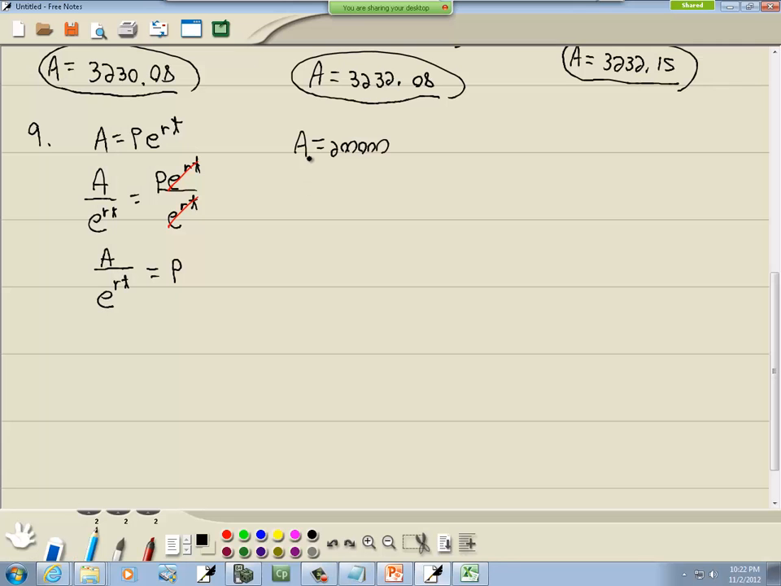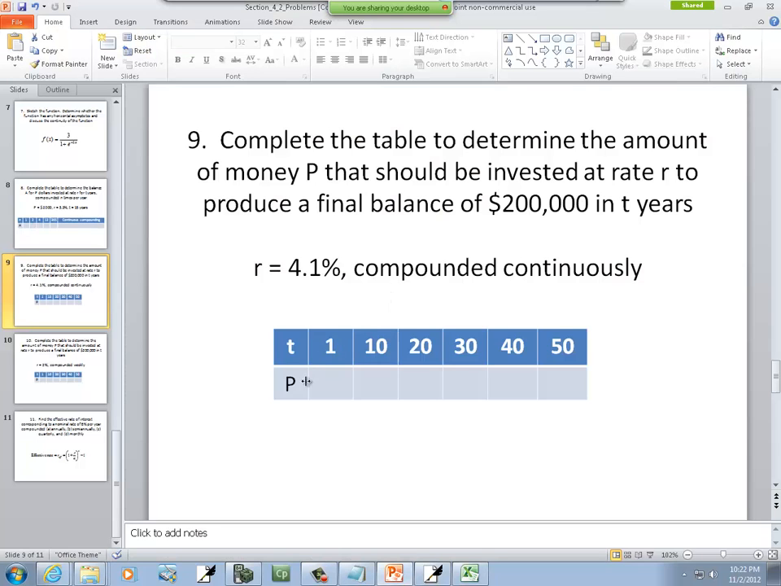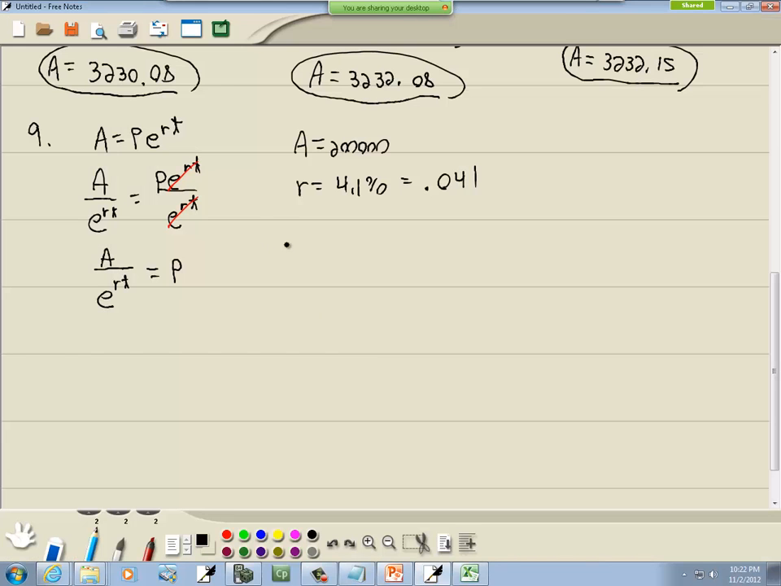R is 4.1%, which we know we're going to want as a decimal, so that'll be 0.041. And then it says what is P when T is equal to 1. So we'll just do T is equal to 1. So we got P is equal to A over e to the RT power. A is 200,000 divided by e to the R, which was 0.041, times 1.